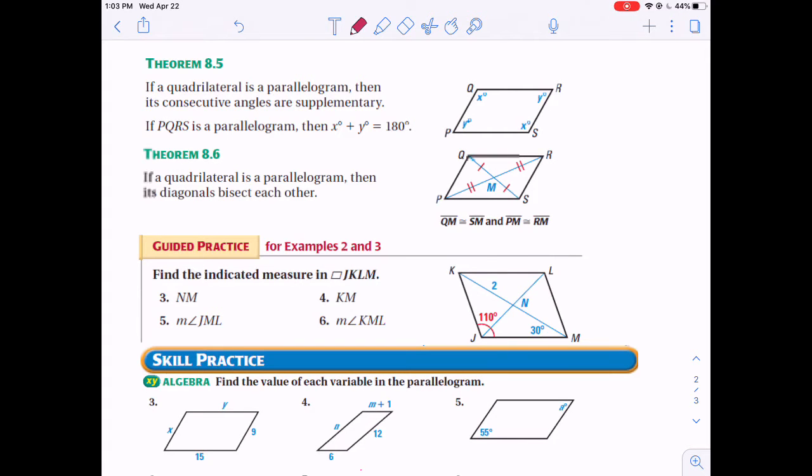All right, welcome back to chapter 8.2. A couple more theorems for you dealing with parallelograms.